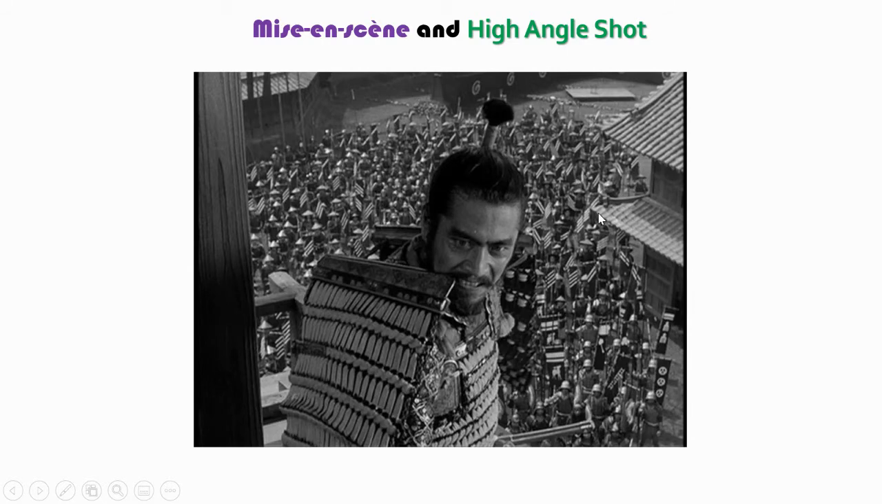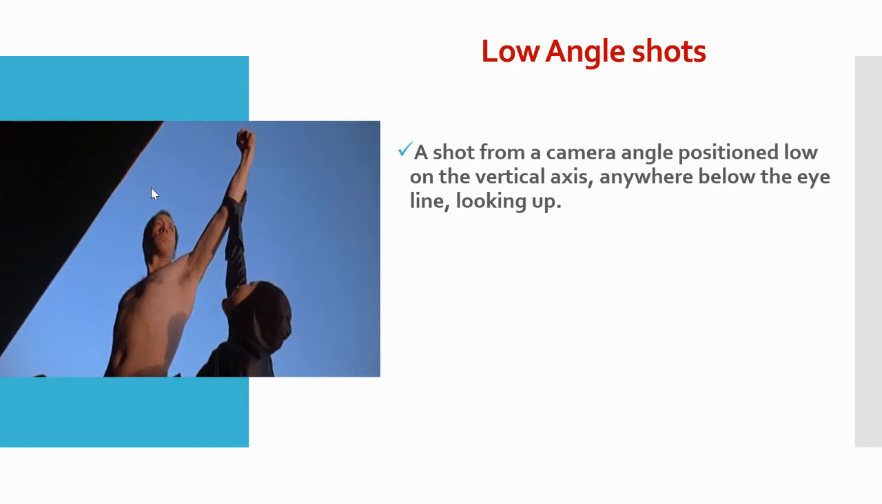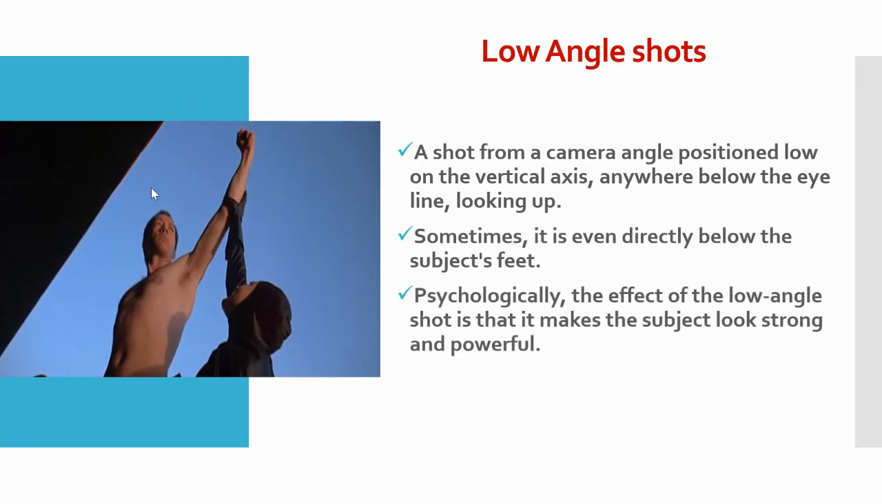That he just sees them as expendable, where he thinks he is a godlike creature. So the opposite is a low angle shot, which is to create a sense of superiority a lot of times for the characters that we want to show. This shot from a camera angle is positioned low on the vertical axis, anywhere below the eye line, and it always is looking up. Sometimes it's directly below the subject's feet, other times it's playing around with the angle, but psychologically, the effect of a low angle shot is to make the subject look strong and powerful.